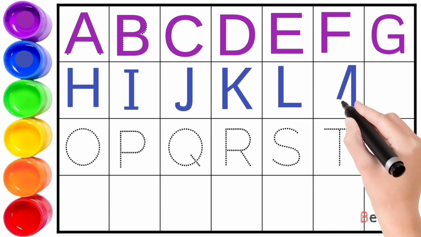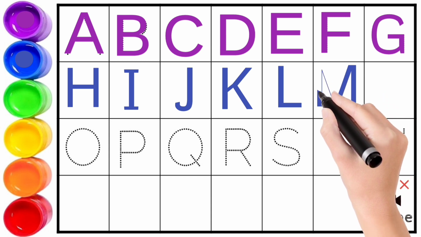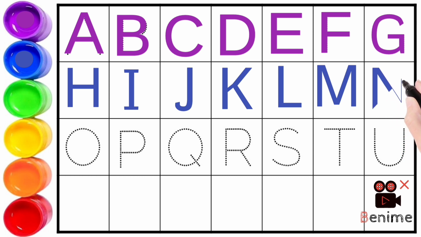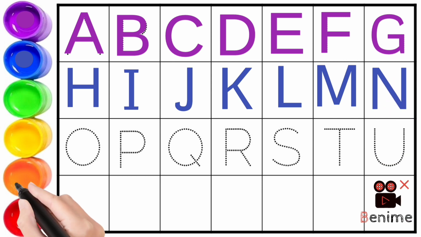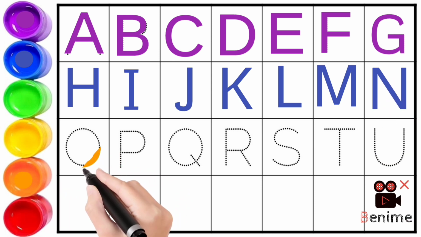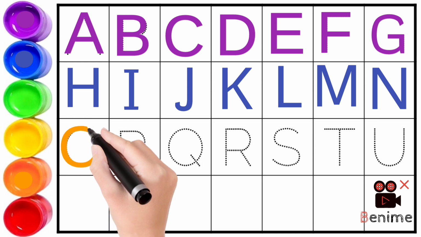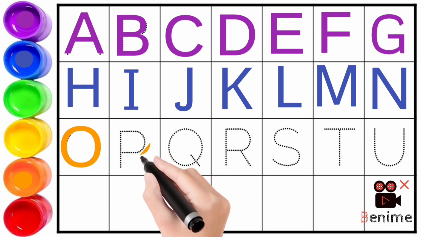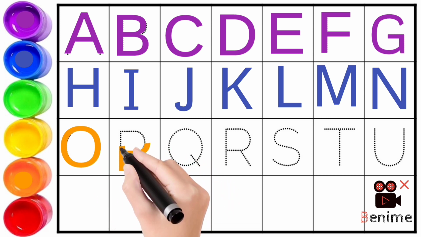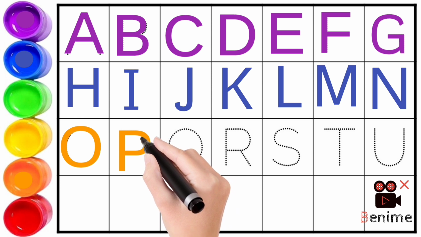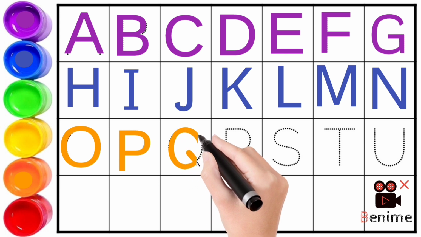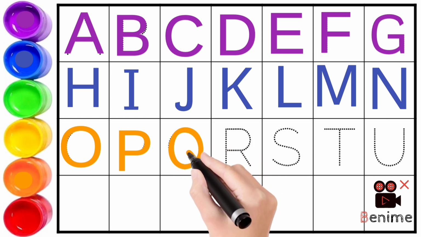M for monkey. N for net. O for orange. P for papaya. Q for queen.